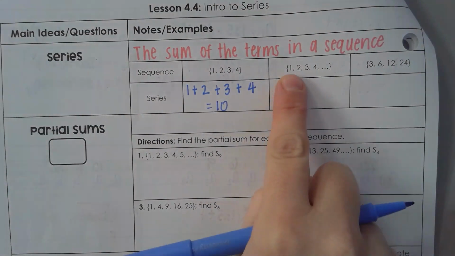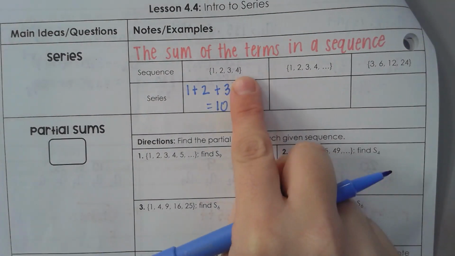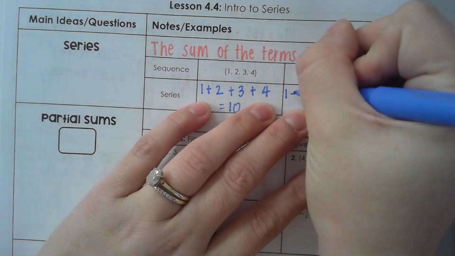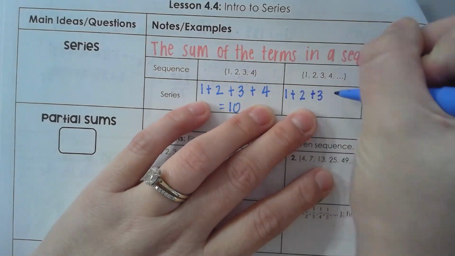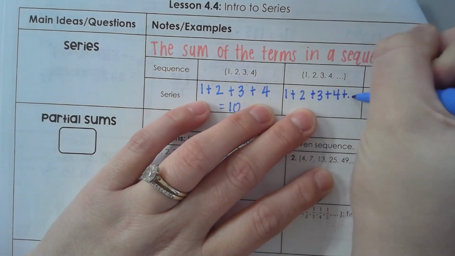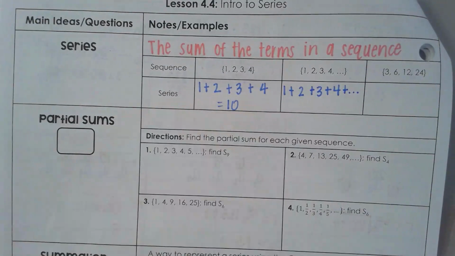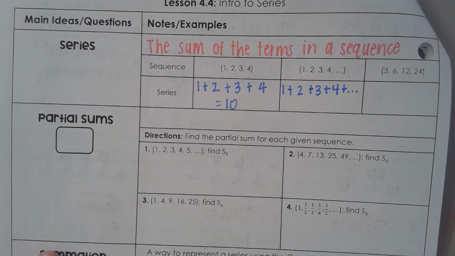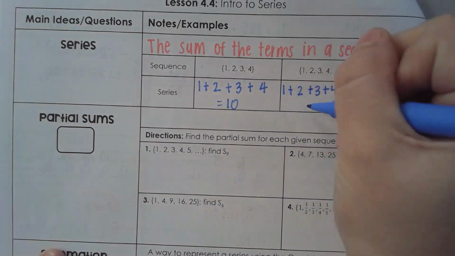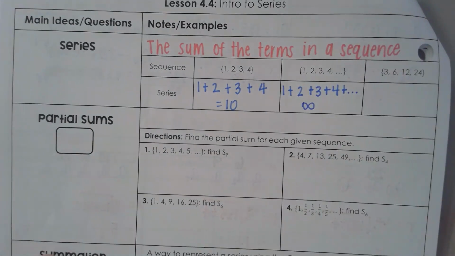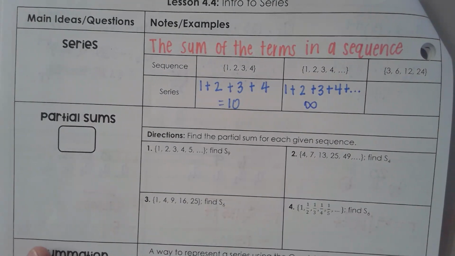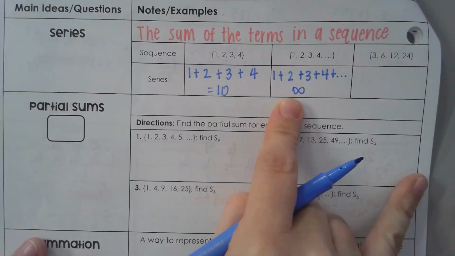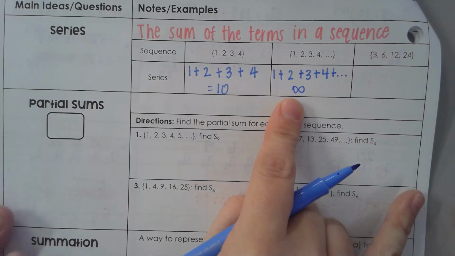What's different about this second sequence than the first one? It continues forever. So it's like 1 plus 2 plus 3 plus 4 plus dot dot dot. What would I get if I added all of those together? An infinite number. Infinity, yes. So we really can't get a real number because we would just keep adding forever. So if we have a sequence that goes on forever, you don't get a single number answer.